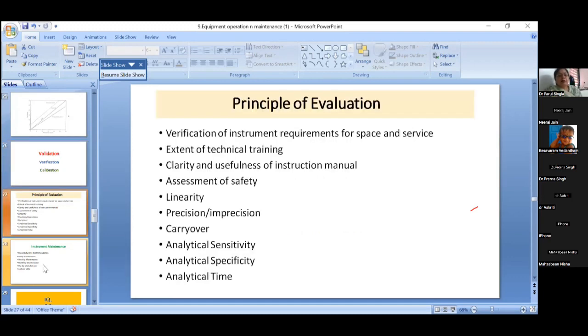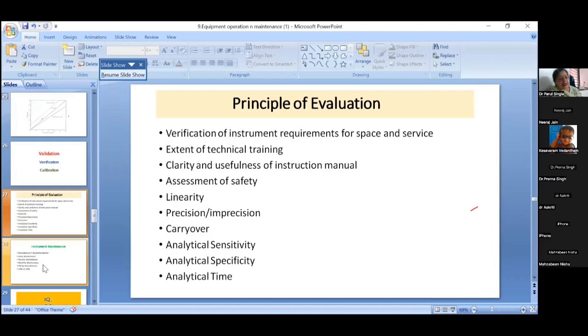So what should be the principle of evaluation for anything is verification of instrument requirements for space and service, extent of technical training, clarity and usefulness of the instruction manual, assessment of safety, that is, how safe it is to work on that equipment. For the kits we are taking, how far is their linearity, how much is their precision, their uncertainty of measurement. We should see their calibrators and their traceability, and whether there is carry over. Few machines are using disposable tips so there is no carry over; few machines have only one probe so there is carry over.